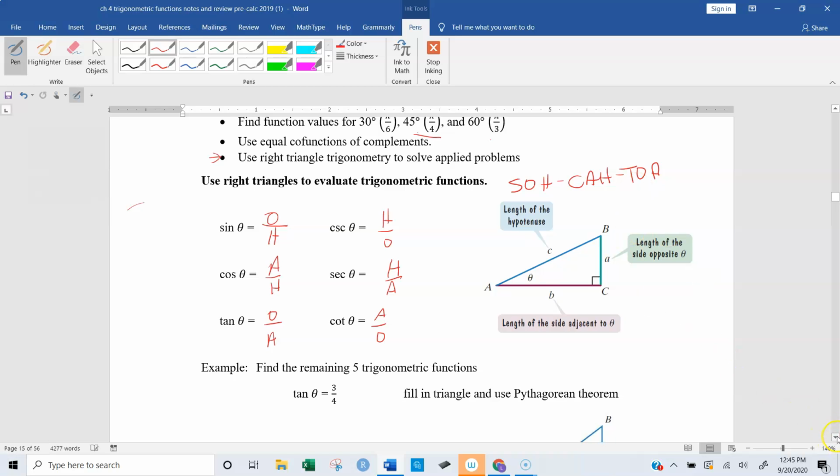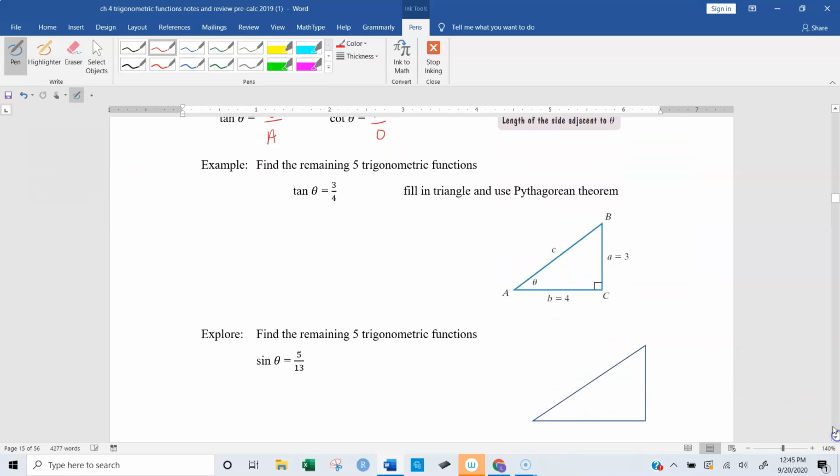All right, here we go. Now, I want to find all the trig functions. I'm going to give you that the tangent is 3/4. I know tangent is opposite over adjacent. So on your triangle, the first thing you do is mark the angle you are using. You make sure it's right. Opposite over adjacent, so opposite is 3, adjacent is 4.